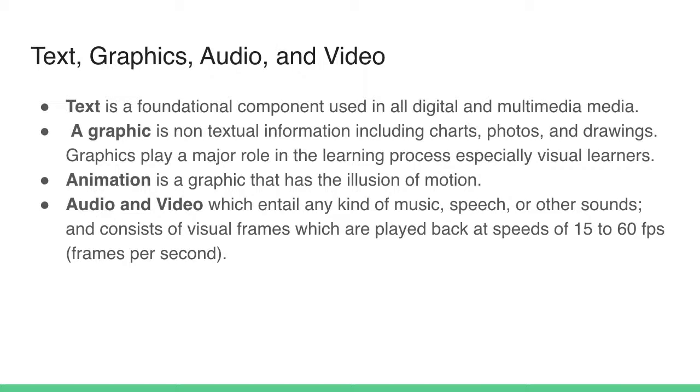Okay, so we have text, graphics, audio, and video. Text is a fundamental component used in all digital multimedia, which can be used for cell phones when you're texting your friends. A graphic is non-textual information, including charts, photos, and drawings. So you can use graphics for printing on a shirt. I know for NCNW we had a graphic designer design our shirt.